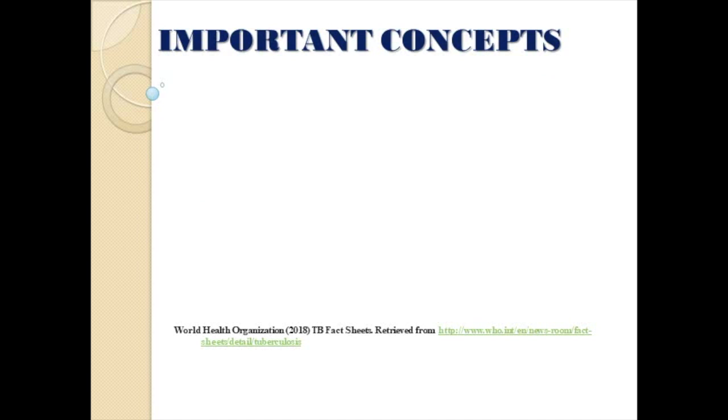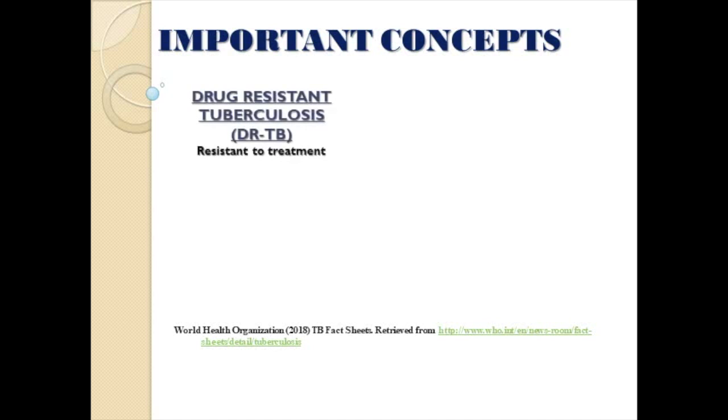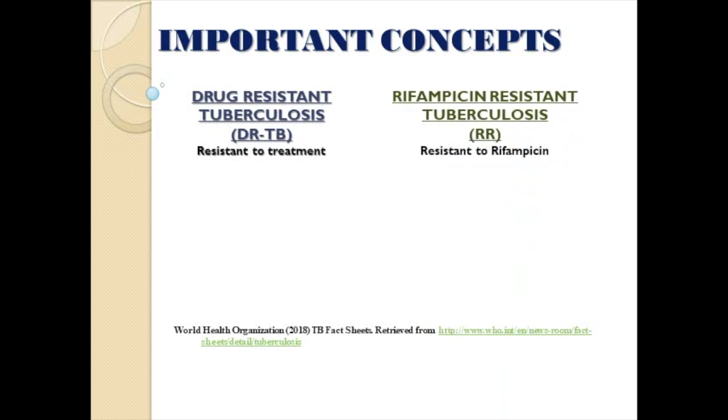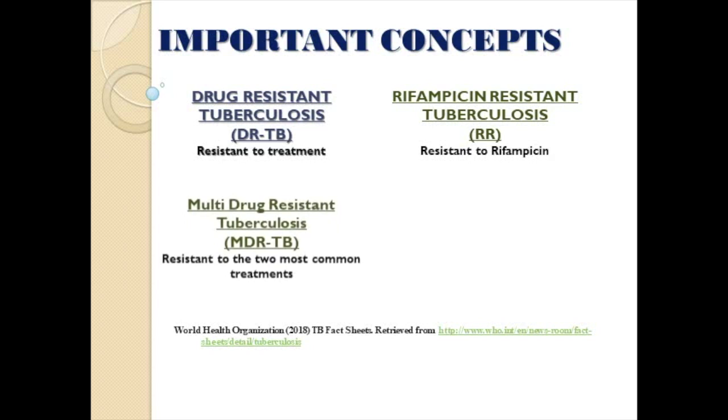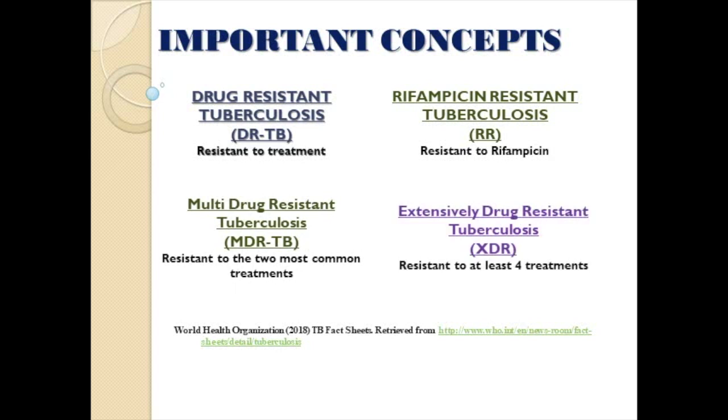Before we further discuss this topic, let's go over some important concepts. Drug-resistant tuberculosis, or DRTB, is a type of tuberculosis that has been found to be resistant to at least one type of treatment. Rifampicin-resistant tuberculosis, or RR, is a type of tuberculosis that is resistant to this particular medication. Multi-drug resistant tuberculosis, on the other hand, is a type of tuberculosis that is resistant to at least two of the most common treatments. Also, extensively drug-resistant tuberculosis, or XDR, is the one that is found to be resistant to at least four of the core treatments.